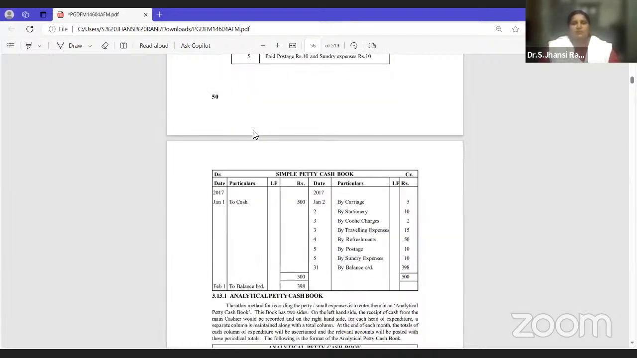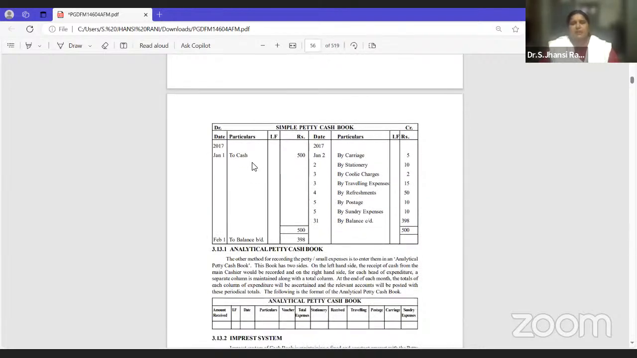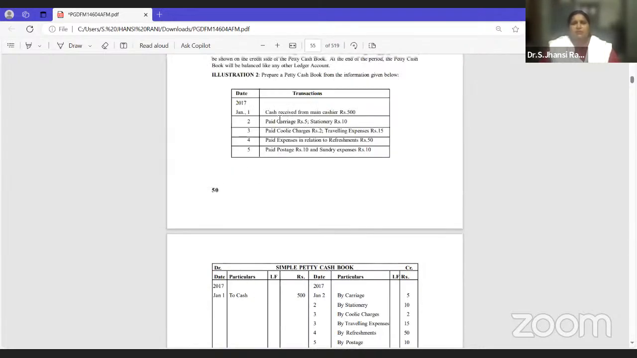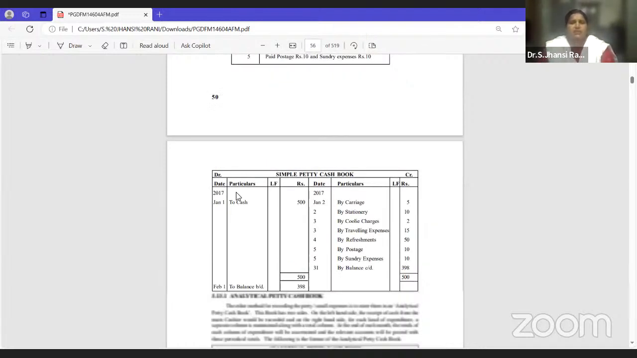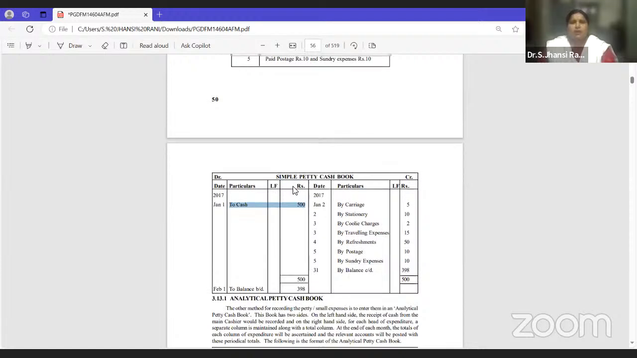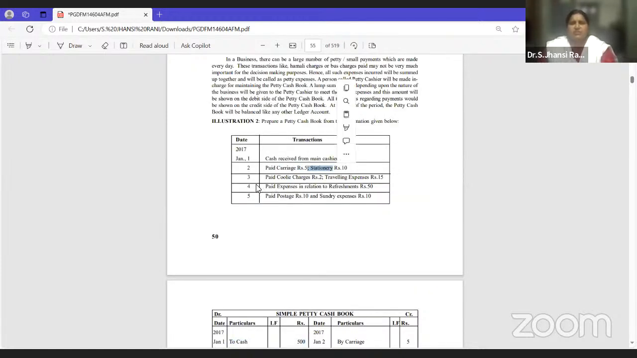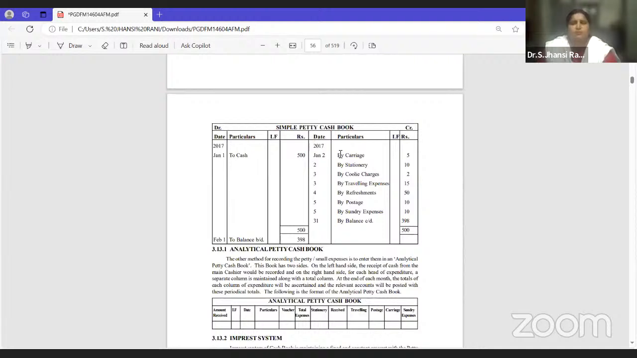You can just look at here. This is a simple petty cash book. Simple petty cash book means on the debit side we write, for example, cash received from main cashier. So the cashier has received how much from the manager? 500 rupees, so he has written that on the receipt side. Now all these are expenses: carriage, stationery, coolie charges, traveling expenses, refreshments, postage. So they have written all the expenses on the credit side, and the difference, 500 minus this amount, the balance, is 398 rupees.